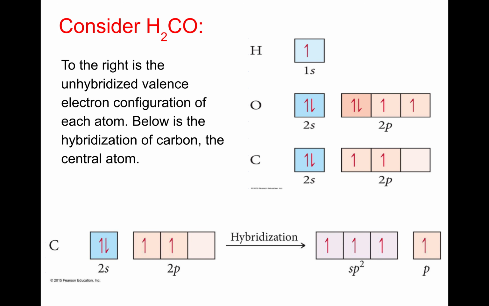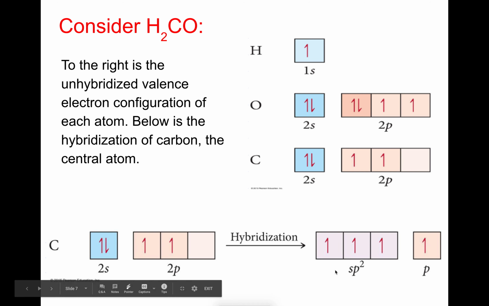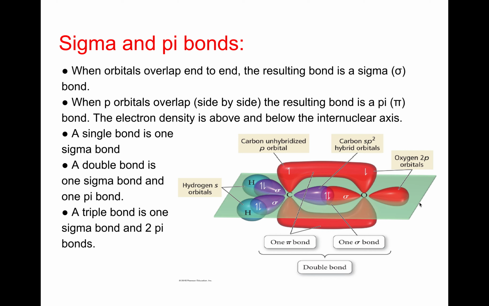This can be seen in formaldehyde, H2CO. In this case, consider the central carbon. Here we're going to hybridize an s orbital and 2 p orbitals to form 3 sp2 hybrid orbitals. We're left with 1 unhybridized p orbital.